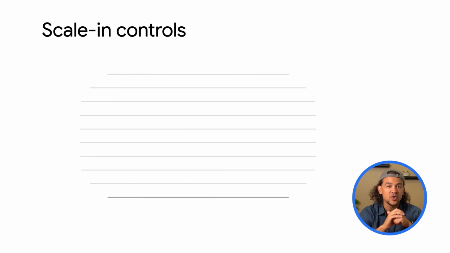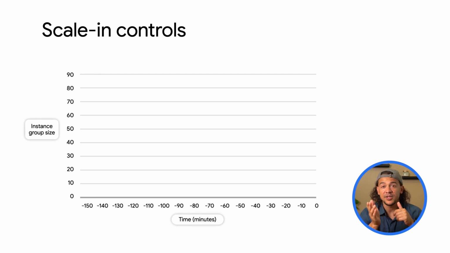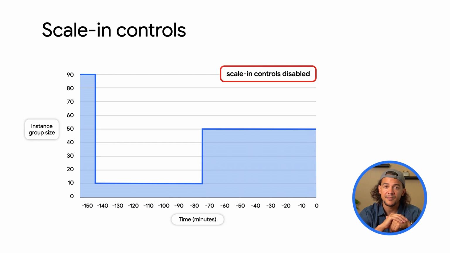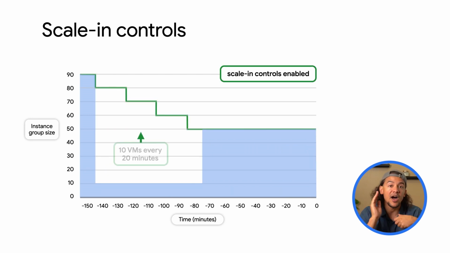Finally, there's thing 3, scaling controls. The ability for your managed instance group to scale is a big win for reducing costs. But you don't want to take a hit in performance when you do that. Scaling controls let you slow things down by establishing a rate that the autoscaler will scale down at. This way, you'll be able to avoid dramatic drops in group size.